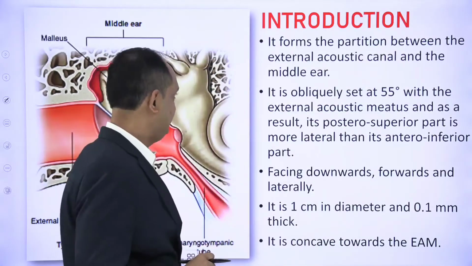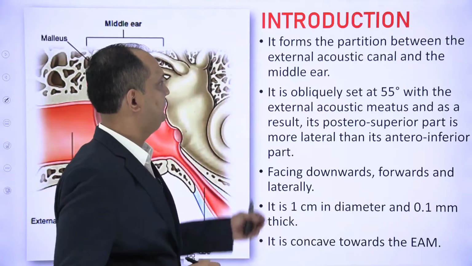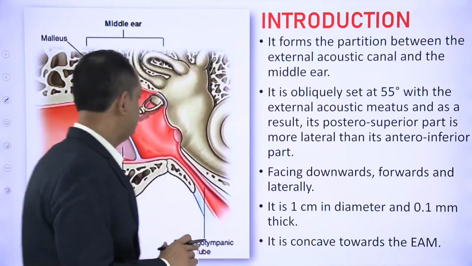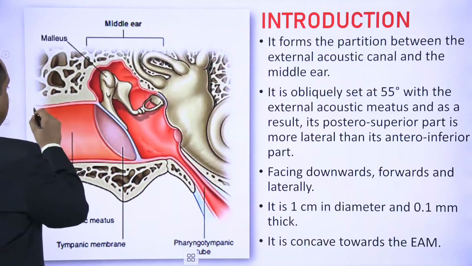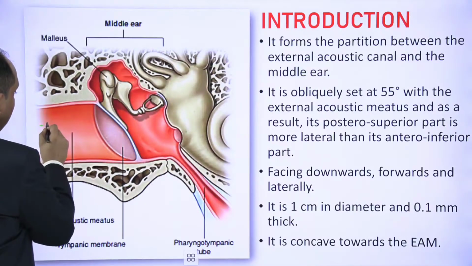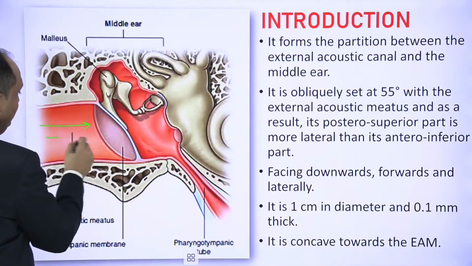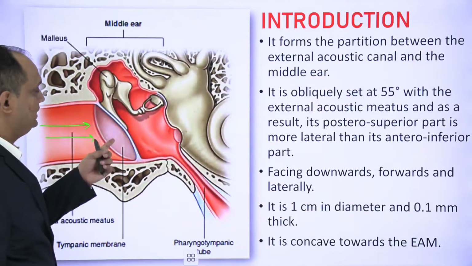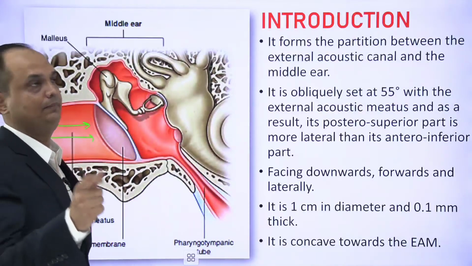So what is the tympanic membrane? It forms the partition between the external acoustic meatus, or the canal, and the middle ear. Now when you see the external acoustic meatus, on the medial end of the external acoustic meatus you will find a partition, and this partition is known as the tympanic membrane.